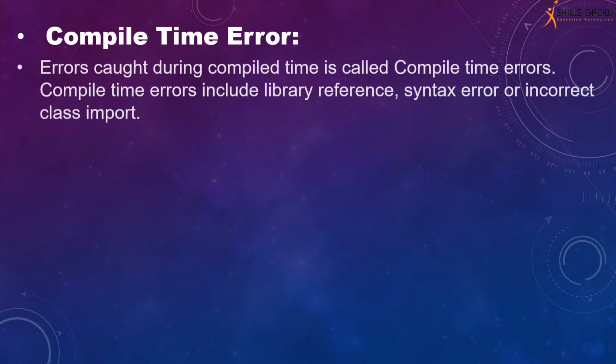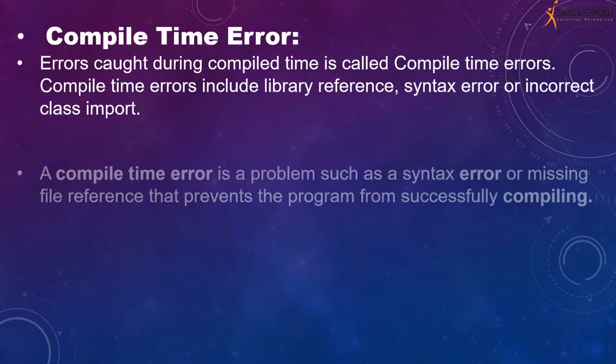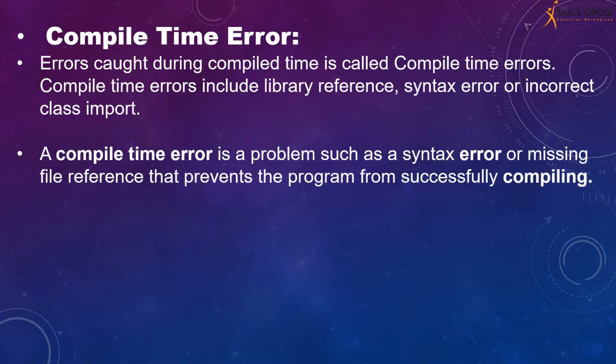Compile time error. Errors caught during compile time are called compile time errors. Compile time errors include library reference, syntax, or incorrect class import. A compile time error is a problem such as a syntax error or missing file reference that prevents the program from successful compilation. And the next one is runtime errors.